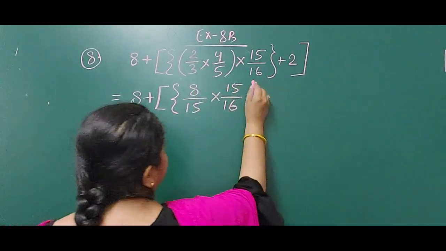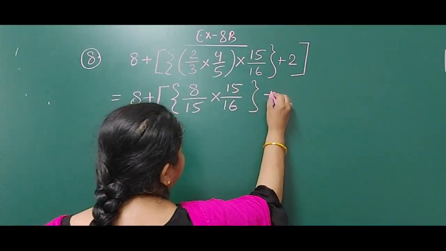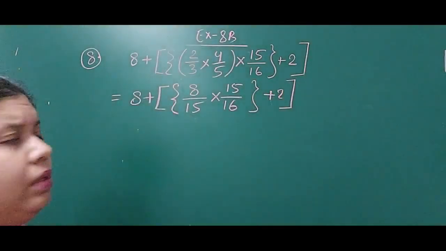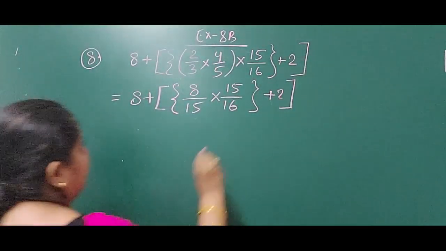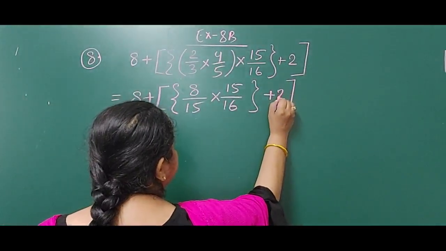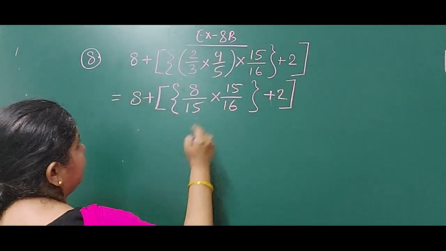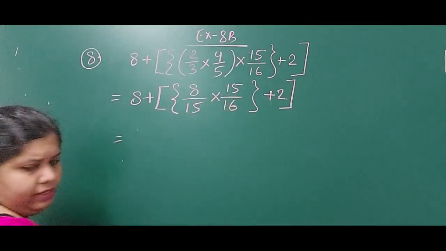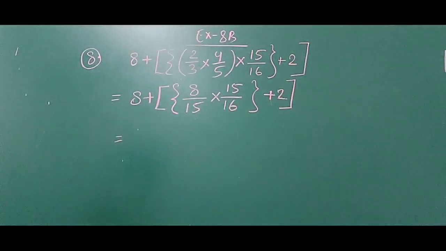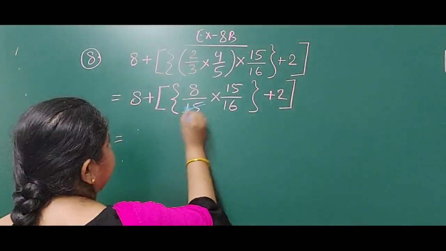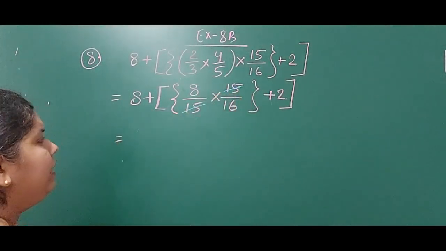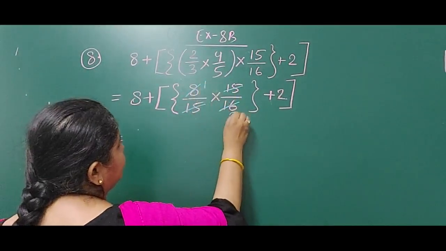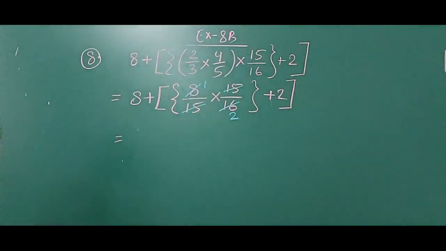Now we have closed the curly bracket, plus 2 outside, and then you have this square bracket. The main thing is we have to solve the inside bracket. The inside bracket here is the curly bracket, can you see? We can cancel out the common factors. 15 and 15 will get cancelled out very easily, so I will just cancel out this 15 and 15 here. Even 8 and 16 can be cancelled out. 8 ones are 8 and 8 twos are 16. It can be easily cancelled out.